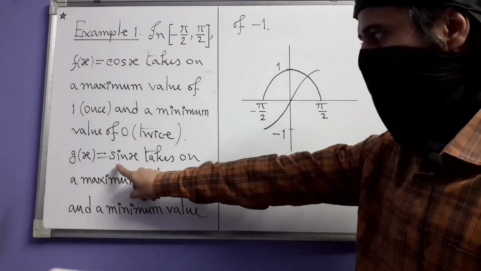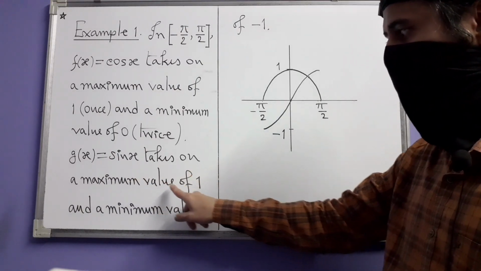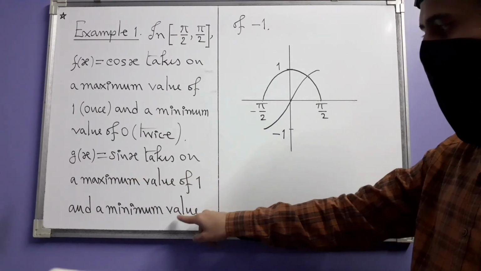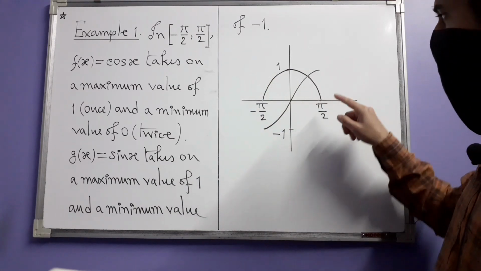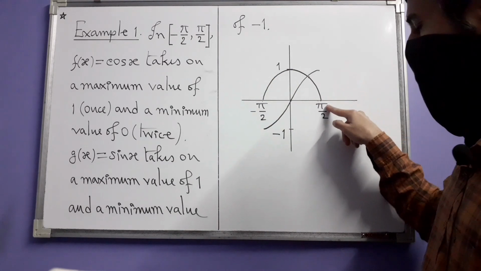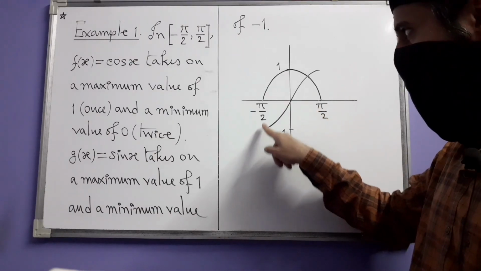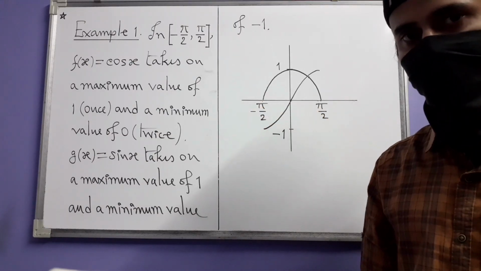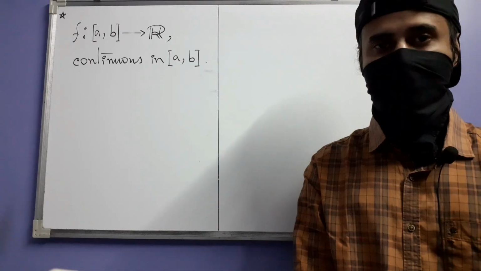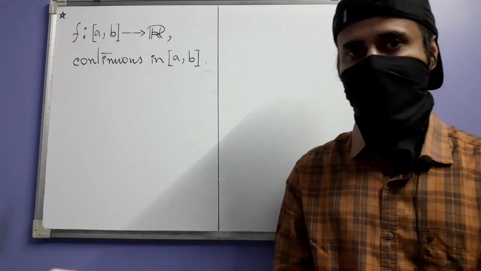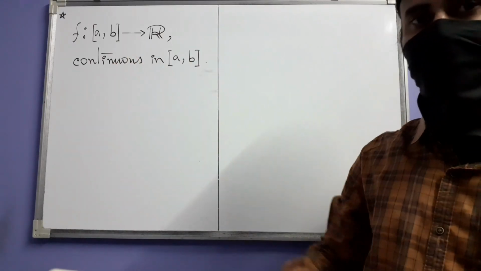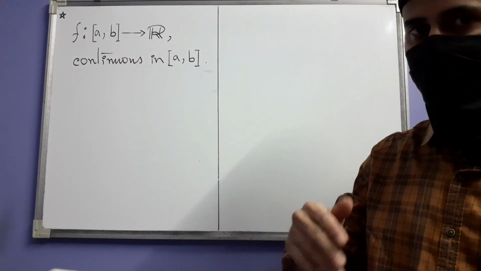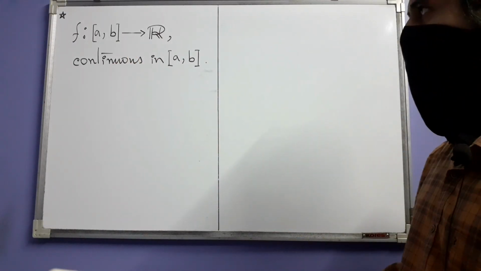However, this other function, the sine function, takes on its maximum value 1 and minimum value minus 1, both only once. 1 is taken on at pi over 2 and minus 1 is taken on at minus pi over 2. The max-min theorem, what does it say? It says that a function of this type assumes a maximum and a minimum value somewhere in the interval.